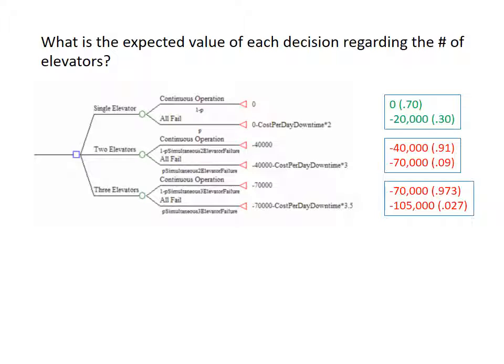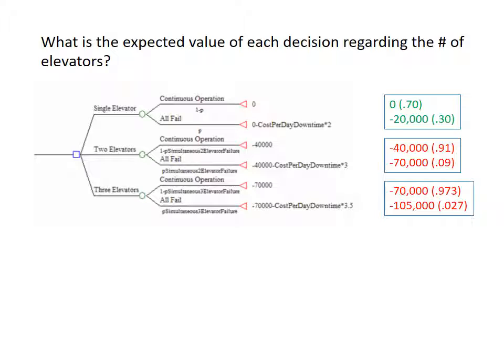Because the probability of having 2 elevators and them simultaneously failing is only 9%. So 0.3 times 0.3. So the expected value here is minus 40,000 times 91% plus minus 70,000 times 9%. So we add those up to find the expected value. And we could do the same thing for the third one as well.